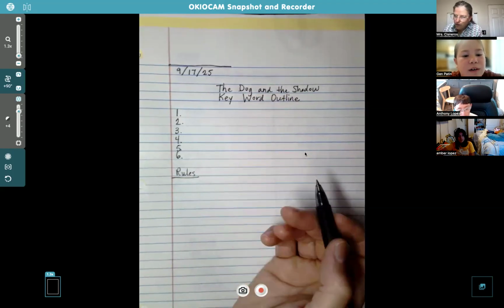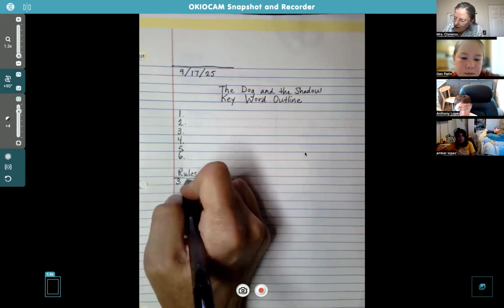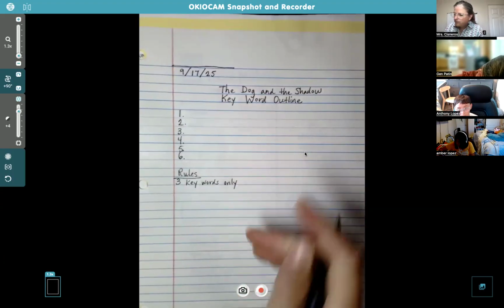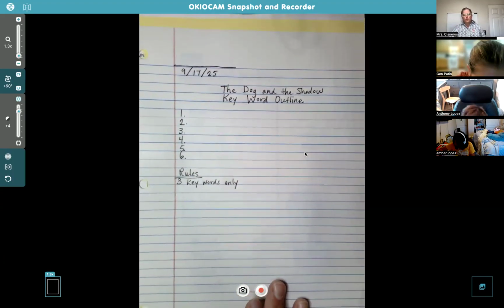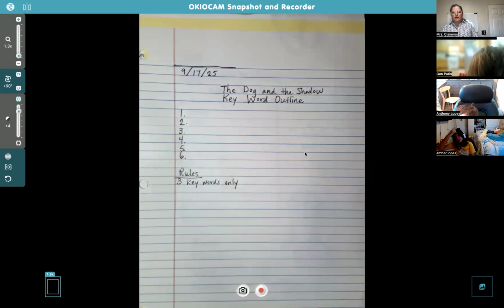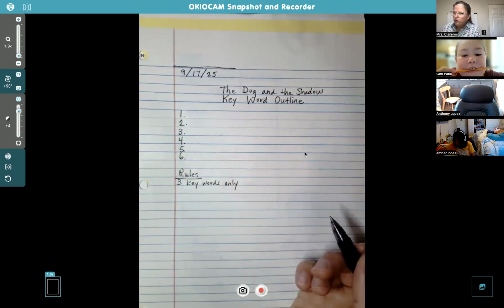So under rules, the first rule is 3 key words only. That's the first word rule. You can only use 3 words, 3 keywords for each line on your outline. Only 3. So when we read this and we go back and look at each sentence, we're going to really have to think, what are the 3 most important words from this sentence? And you have to figure it out. Okay, good. It's kind of like a puzzle to figure out what are the 3 most important keywords.